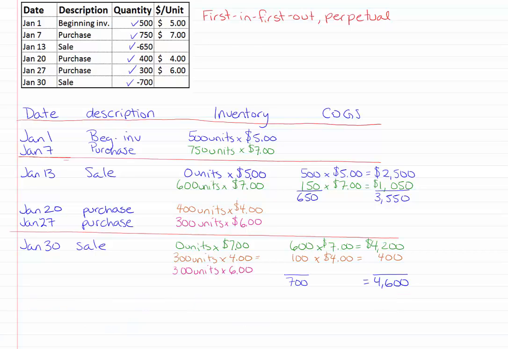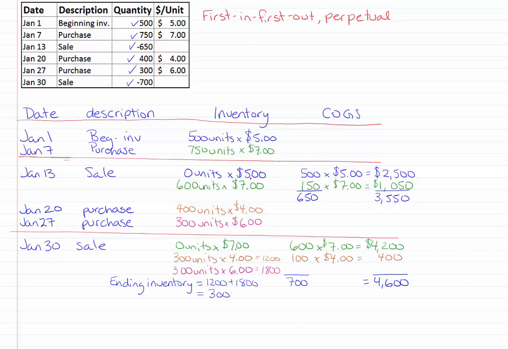If you're trying to find out what's left in inventory at the end of the month, what we could do is we could total our 300 times $4 per unit plus our 300 units at $6 a unit. So we have 600 units sitting in inventory and their total cost would be $3,000. And that's the amount that would show up on the balance sheet under our inventory account.